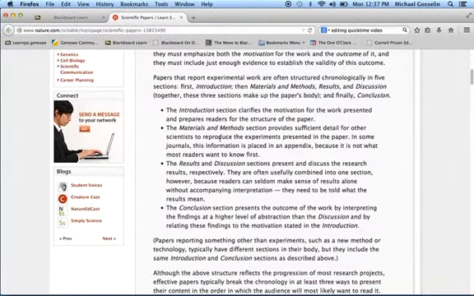Papers that report experimental work are often structured chronologically in 5 sections. This is true across the board in my experience. Whatever area of science you're investigating, they all have this. Not necessarily the same terminology. They might call them something slightly different, but they're all in there. If you look closely enough, you'll find it in there somewhere.